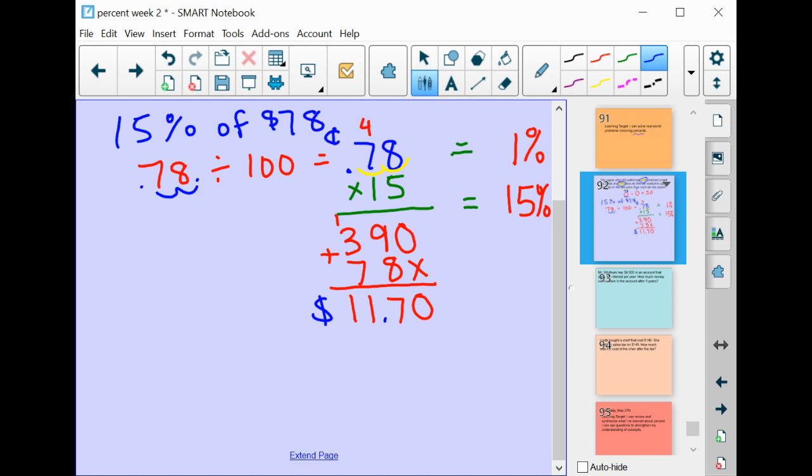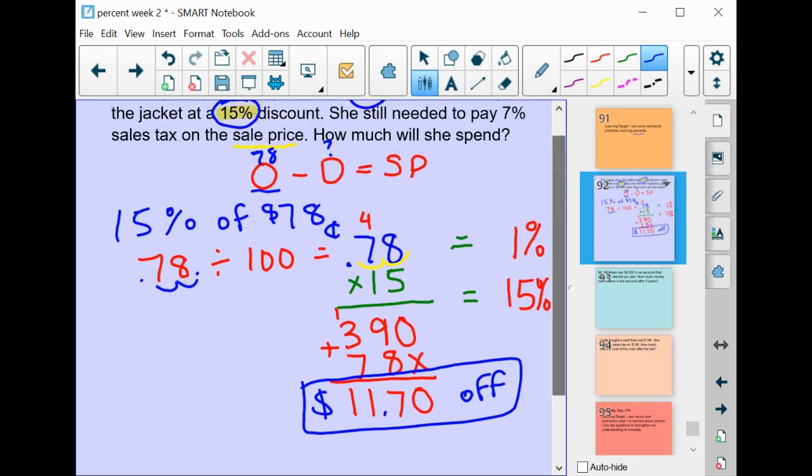So even if you use your calculator, just make sure you got the same answer as me. Okay, perfect. So this means this is how much she's going to get off of the original price of the jacket. This is our discount, okay? So if I come back up to this, I know it's really teeny tiny small, but if I were to write $11.70 here, we can find our sale price.